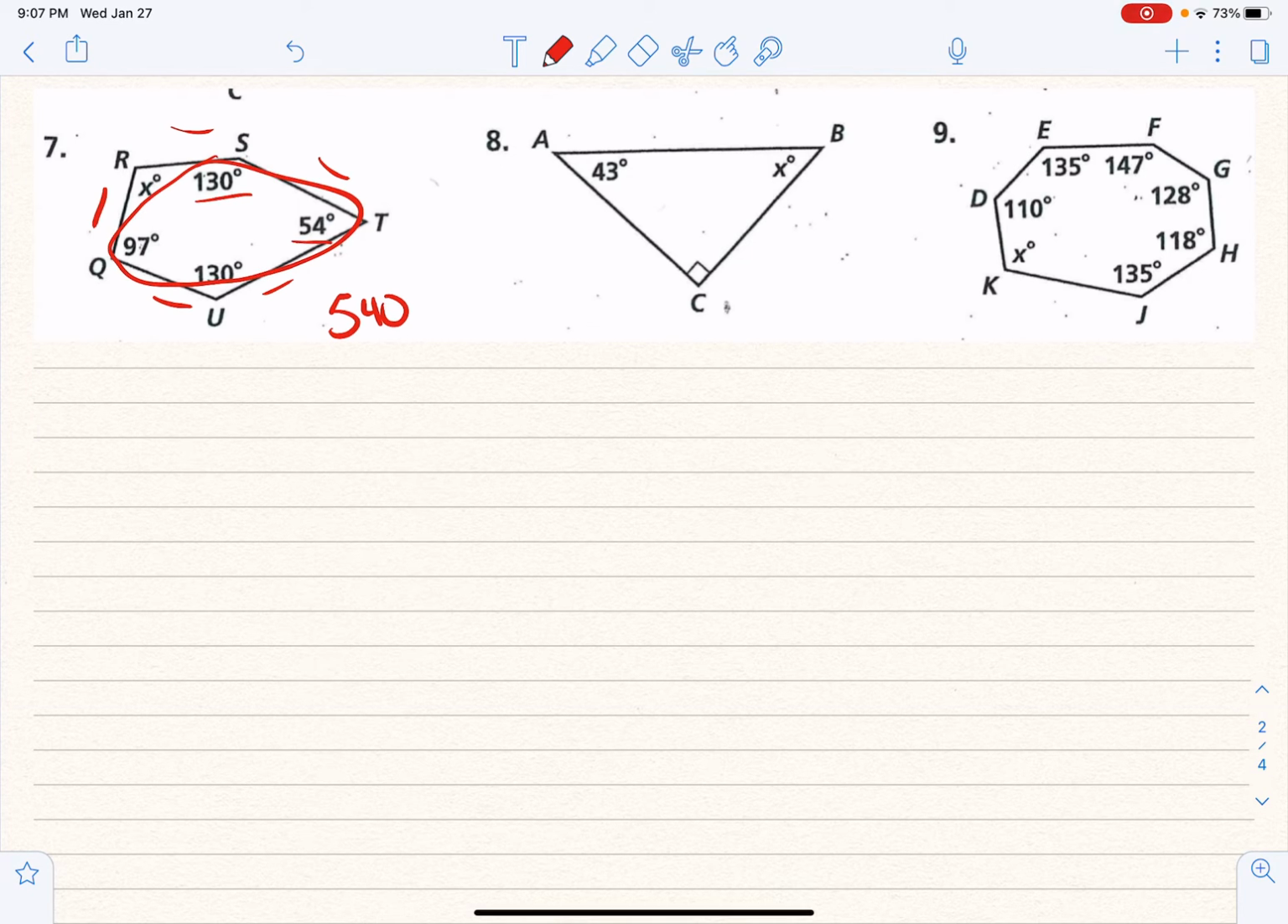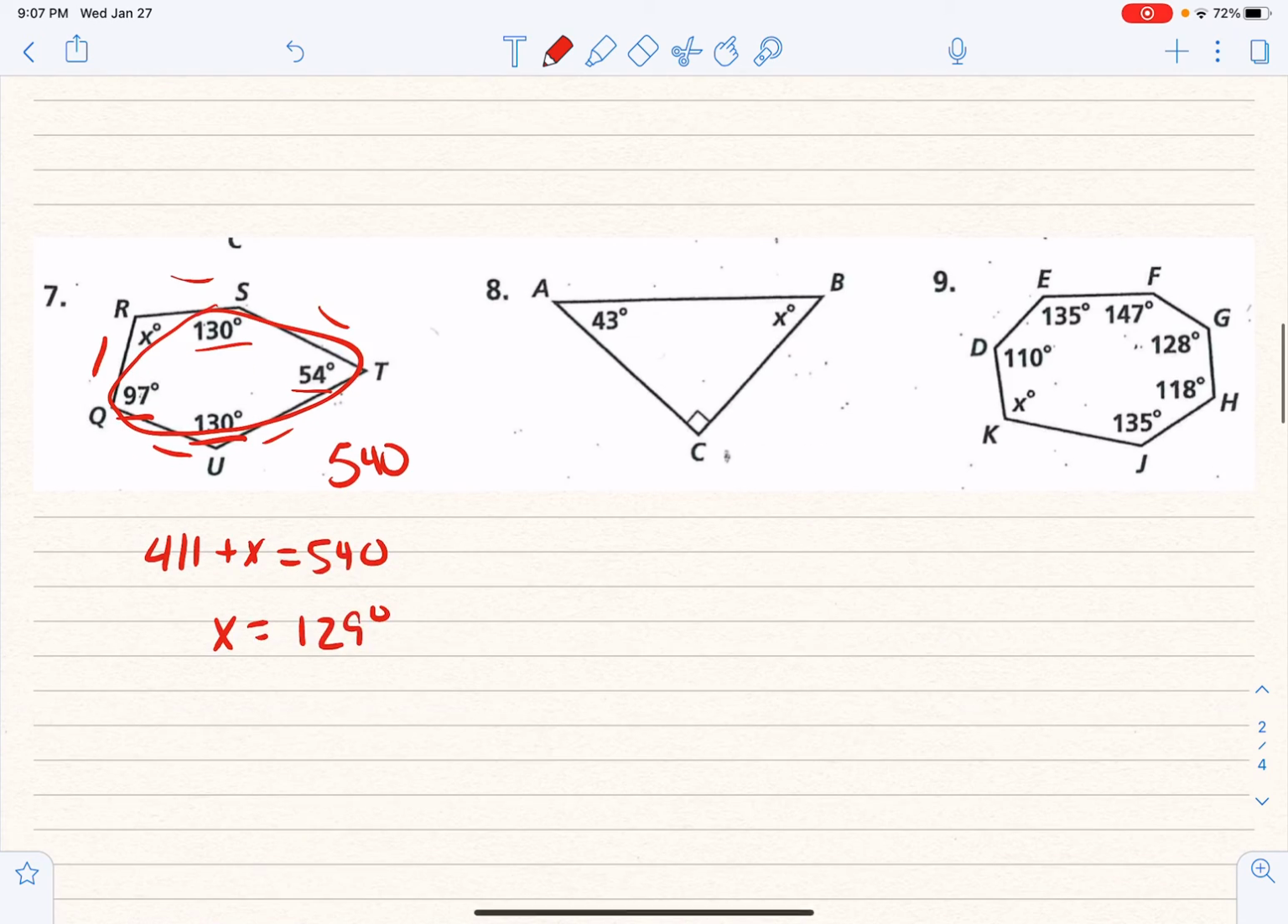130 and 54 is 184. 130 more is going to be 314 plus 97 is going to be 411, I think. I kind of lost track there for a second, but I'm pretty sure it's 411. 411 plus x is equal to 540. So therefore, x would have to be 129. Yeah, that's right. It is 129.